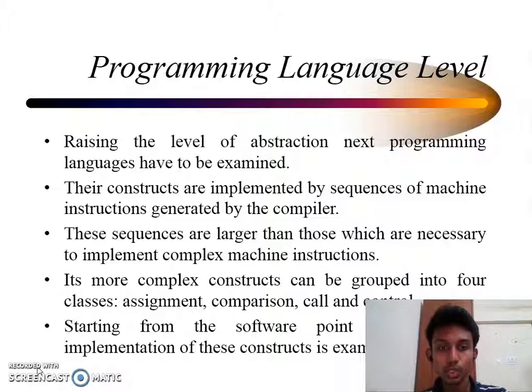So we can choose a well-known language like the C language for illustrative analysis. Its more complex constructs can be grouped into 4 classes: assignment, comparison, call, and control. Starting from the software point of view, the implementation of these constructs is examined. Assignment constructs can be distinguished by the assigned value: constant value, variable value, implicitly given value. So the software implementation needs at least 3 cycles, whereof 2 are used for data transfers.